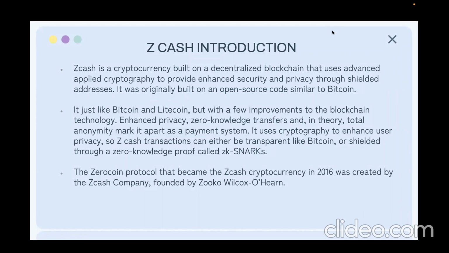Zcash is a cryptocurrency built on a decentralized blockchain that involves advanced applied cryptography. It provides enhanced security and privacy through shielded addresses. It is open source code similar to Bitcoin. It is like Bitcoin and Litecoin, but with a few improvements made through blockchain technology. It gives enhanced privacy and zero knowledge transfers in theory. It was developed in 2016 and created by the Zcash company, founded by Zooko Wilcox-O'Hearn.